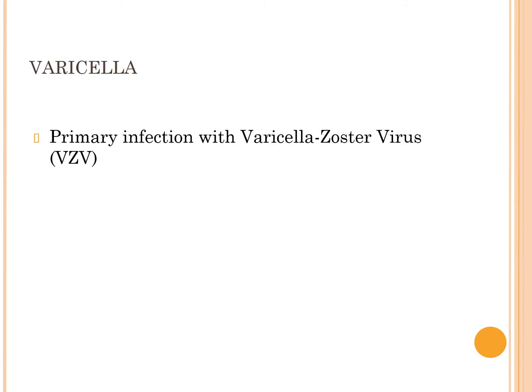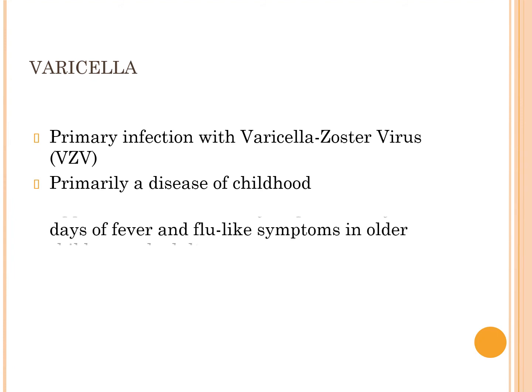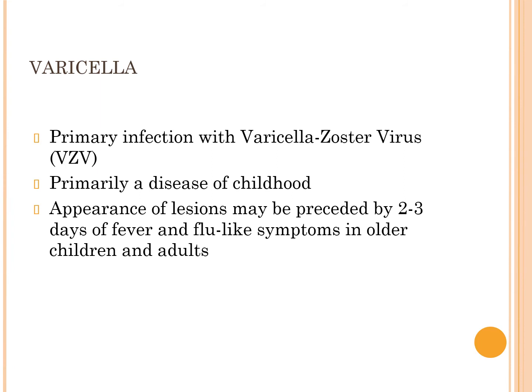Varicella is the primary infection with the Varicella Zoster virus or VZV. It is primarily a disease of childhood, and the appearance of the lesions may be preceded by 2 to 3 days of fever and flu-like symptoms in older children and adults, although in younger children, they don't feel any symptoms at all. The incubation period for varicella is much longer than 7 days. It's 10 to 21 days.